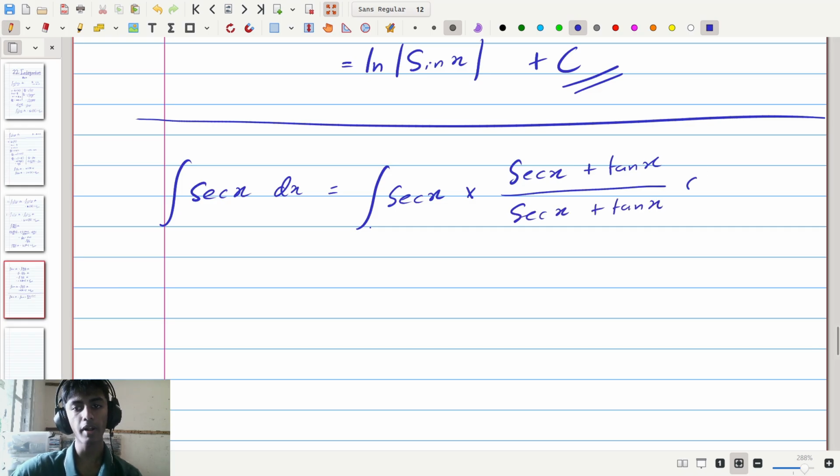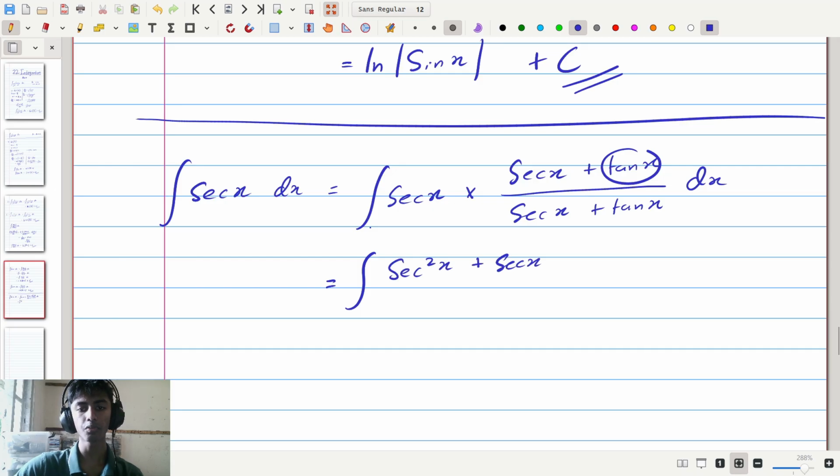Now here, since we are multiplying and dividing by the same exact thing, it's the same as multiplying by 1, so there's nothing wrong here. However, when we do this, we can see this secant of x multiplies with this thing to give us secant² of x, and secant of x times tangent of x gives us sec x tan x. So here we have the integral of secant² of x plus secant of x times the tangent of x divided by secant of x plus tangent of x.